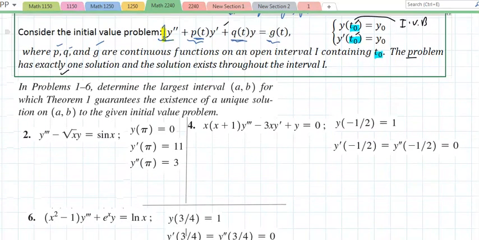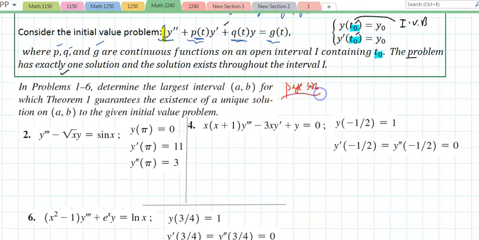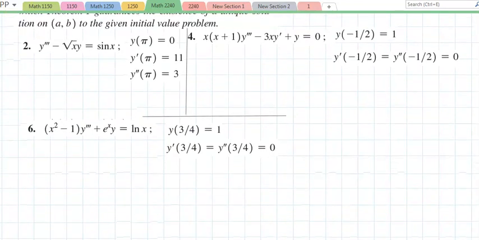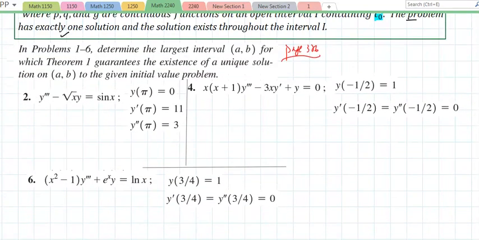So if I glance at number 2, and this is on page 326, determine the largest interval for which theorem 1 guarantees the existence of a unique solution. We did this already. This was in your first test.